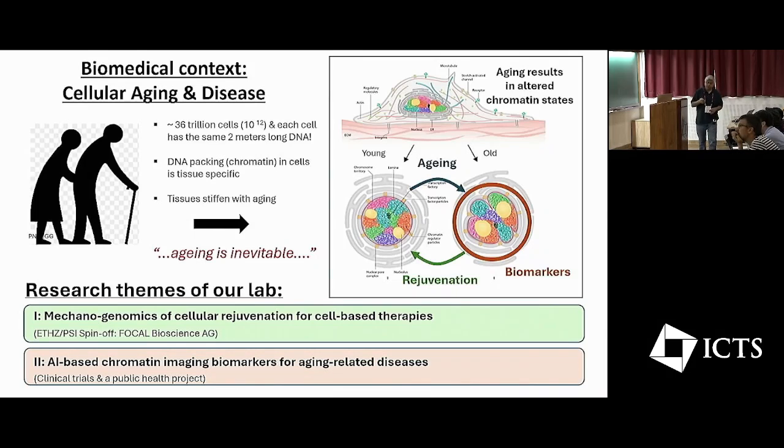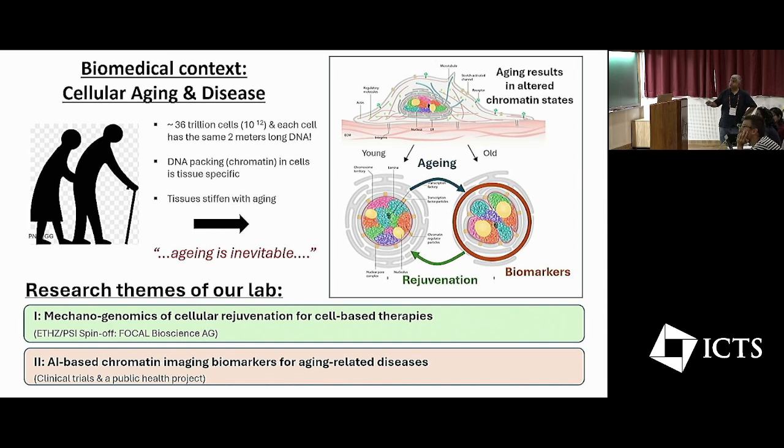So most of our lab, the biomedical context that we are interested in, is trying to understand how cells age and how aging-related diseases come about. As all of you know, I don't have to belabor this point. We are the same DNA, trillions of cells, packed in different ways in different tissues. And the important thing is that aging is inevitable. And with aging, what you have is stiffening of our tissues.